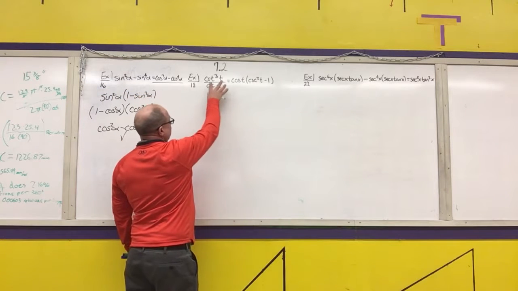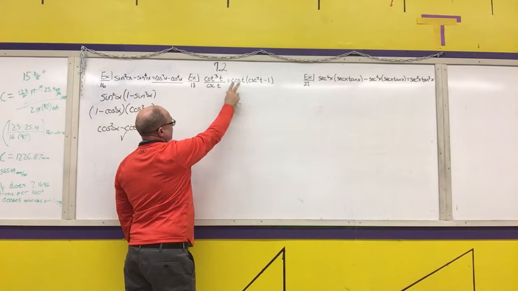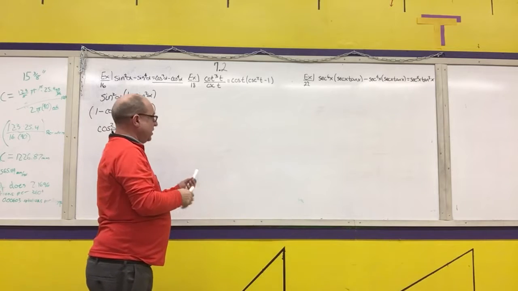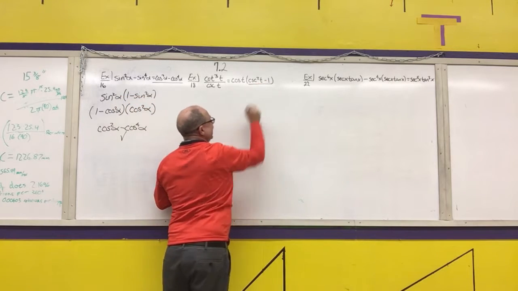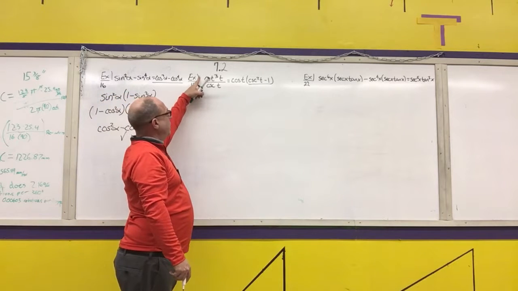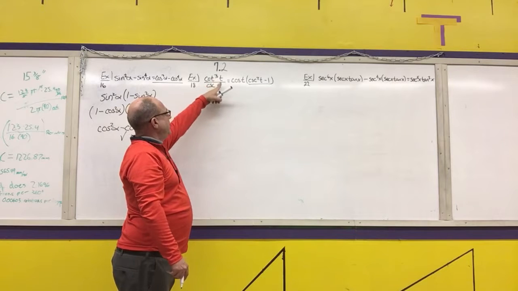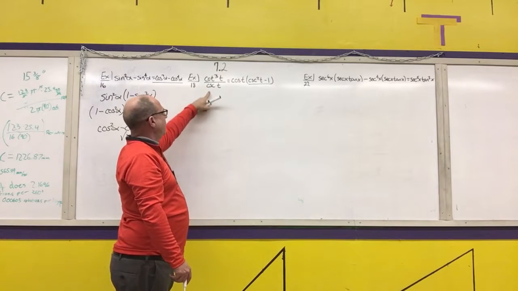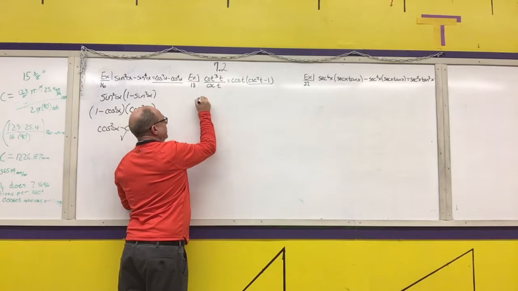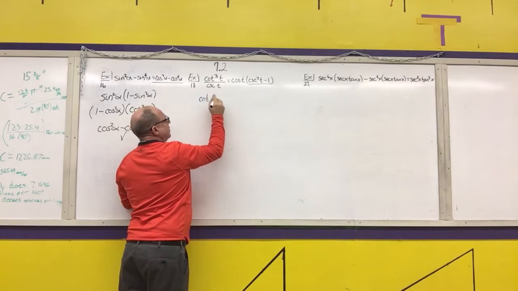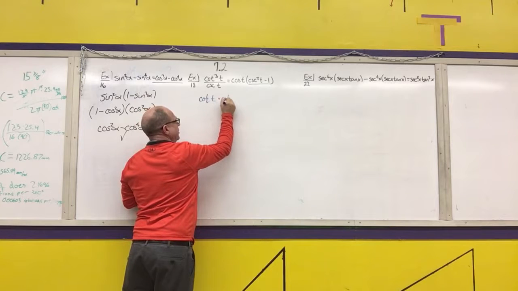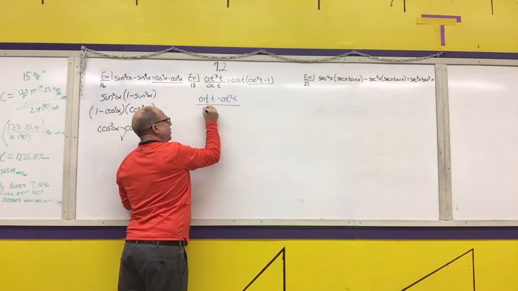Next example, I've got cotangent cubed t over cosecant t is cosine t times cosecant squared t minus 1. First thing I recognize right here is that's cotangent squared. So what I'm going to do is break this up into cotangent times cotangent squared over, and then work with this cosecant. So I have cotangent of t times cotangent squared t over cosecant t.